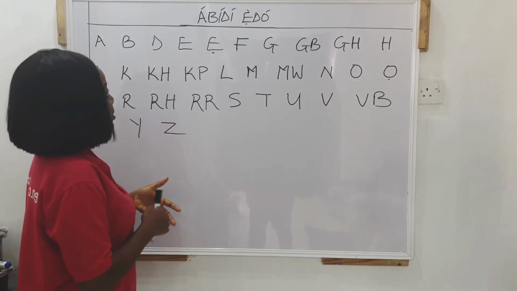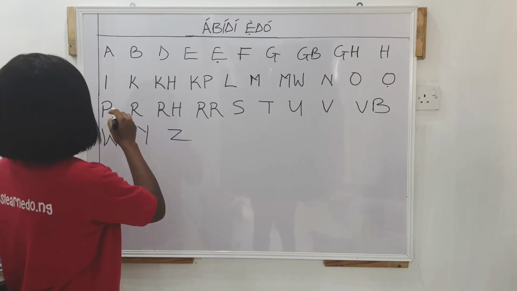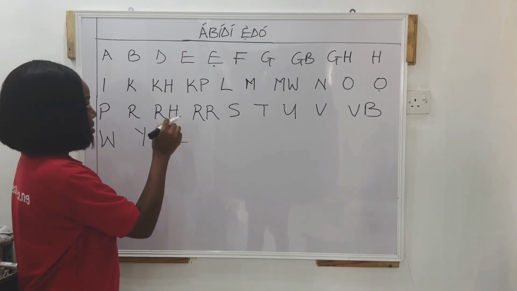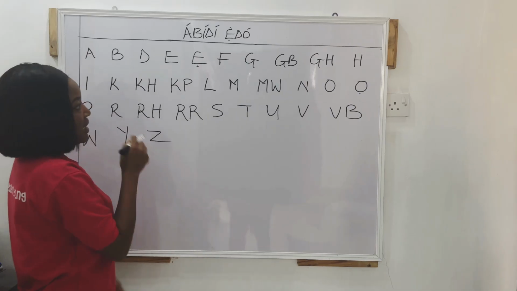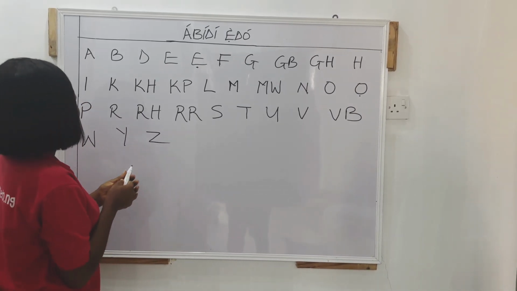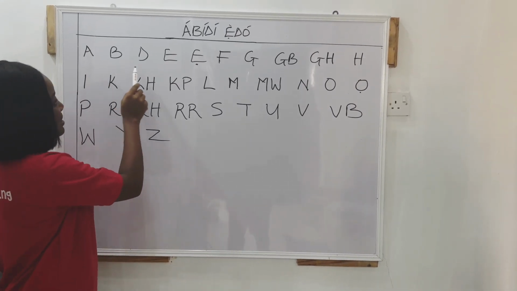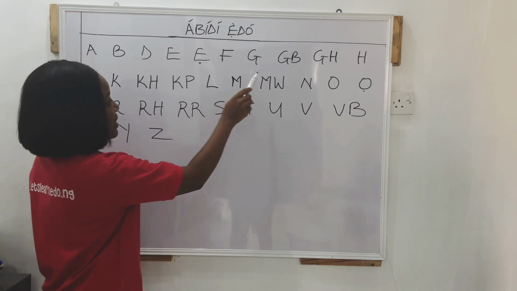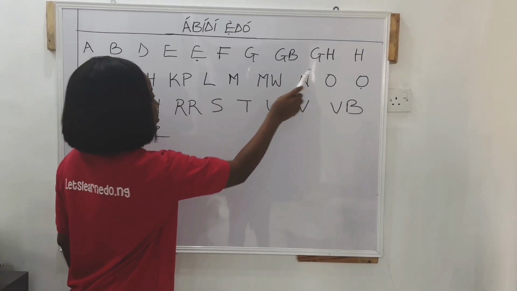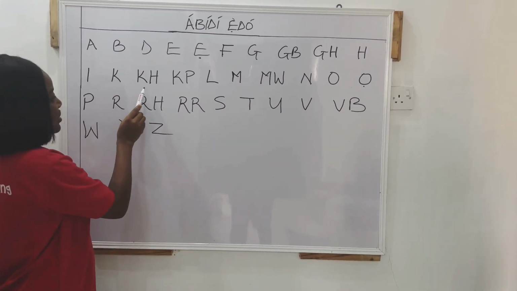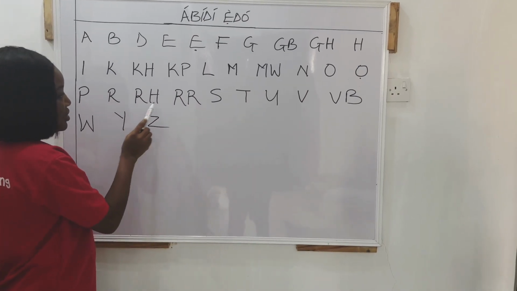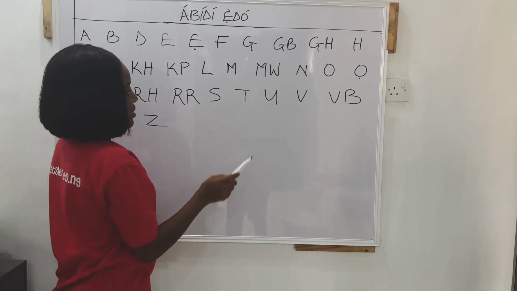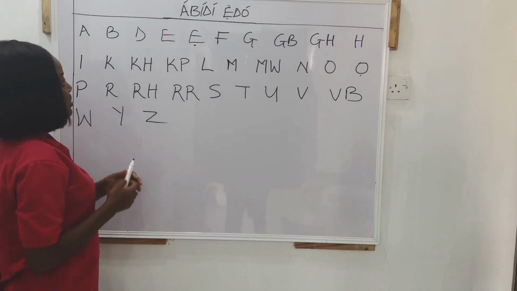In Edo language, we have 32 alphabets. Ábídí Ẹ is referred to as Edo alphabet. If you look closely at these alphabets, you discover that there are some that are double in nature. These are referred to as Ábídí Ẹ. So we're going to be looking at all of these shortly.